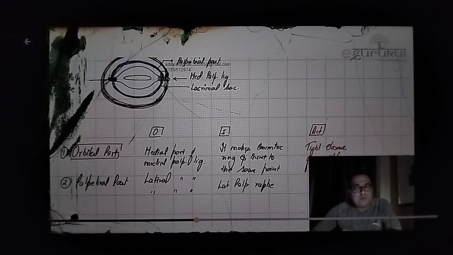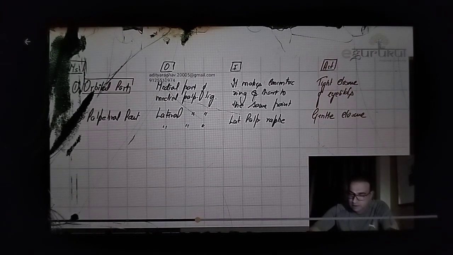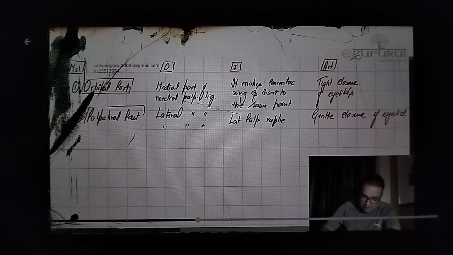And this is basically responsible for the gentle closure of the eye because it is present in the eyelid. It is not present outside the eyelid. So when you gently close your eyes like this, that is the action of this muscle. When you tightly close the eye, then you need the outer part of the orbicularis oculi, the orbital part also. So when it comes to action, the gentle closure of eyelid. That's the second part, the palpebral part.